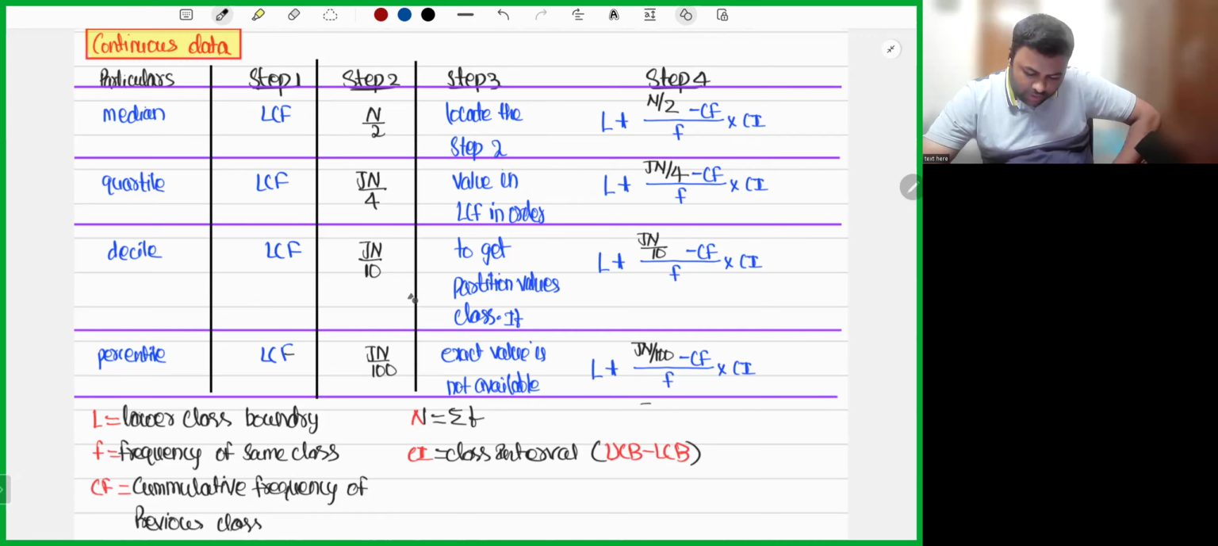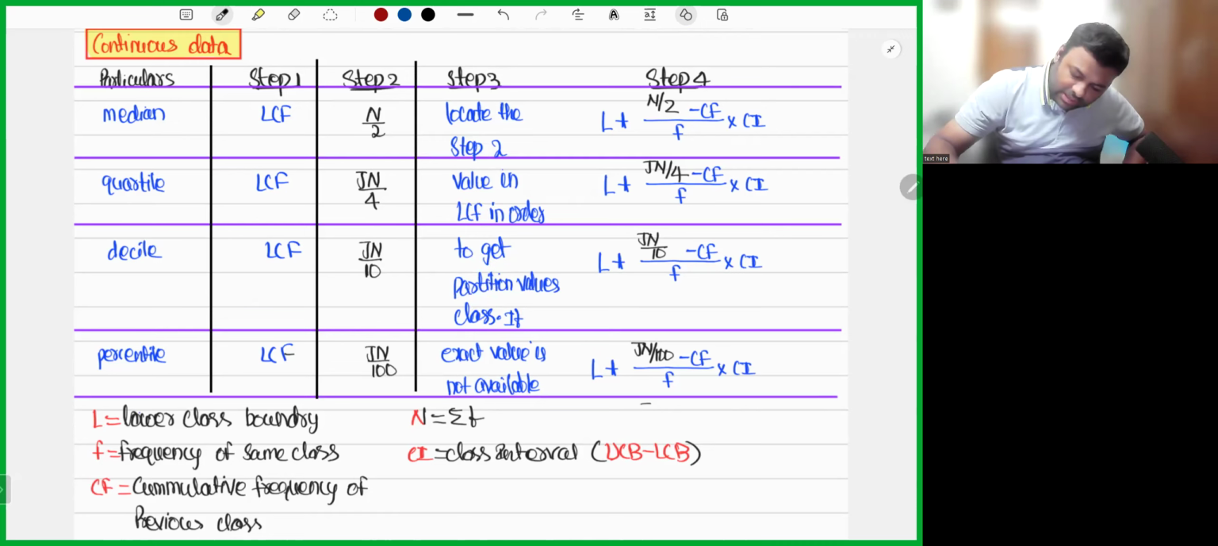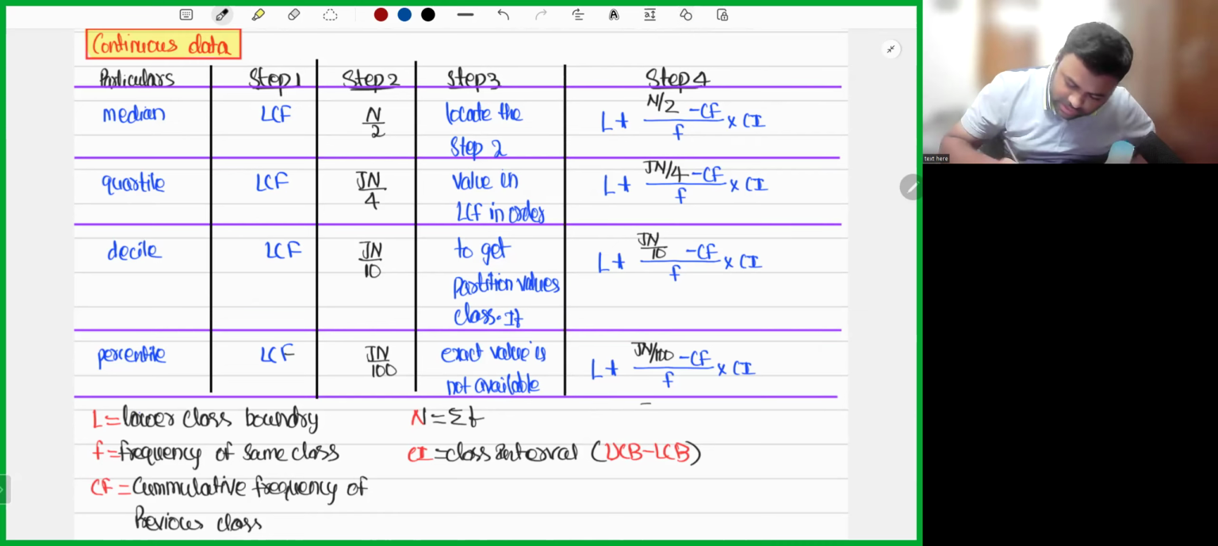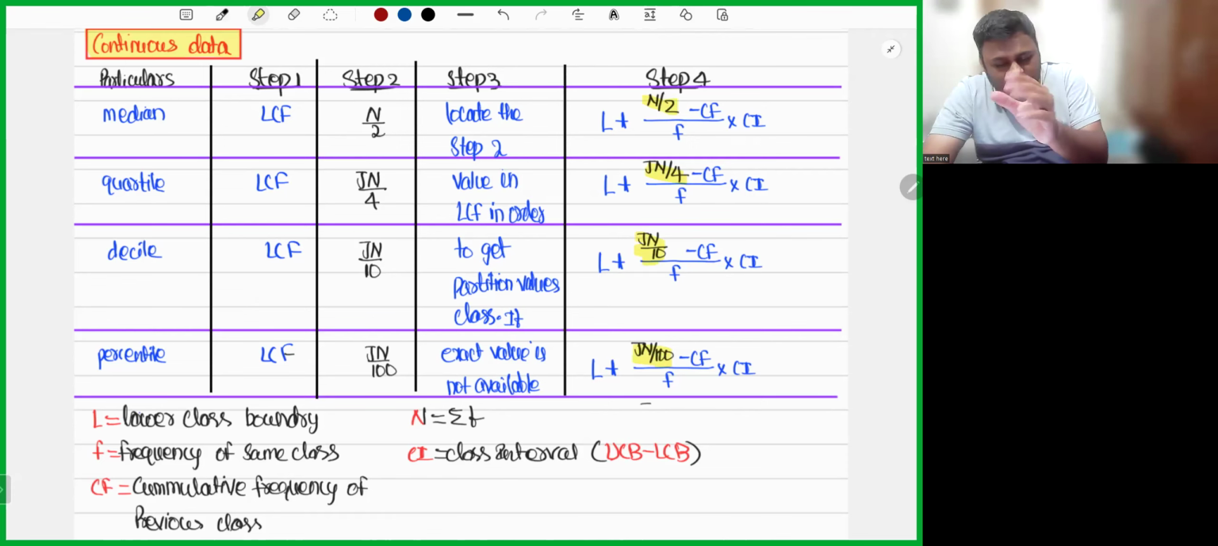Now, step 2: you locate the step 2 value in LCF. Once you locate it, you will get the partition value class. After getting the partition value class, you will apply step 4. If you see step 4, my dear friends, only this part of the formula changes. The balance of the entire formula remains the same. L is the lower class boundary. CF is the cumulative frequency of the previous class. F is the frequency of the same class. CI is the class interval. You need to mug up the formula.